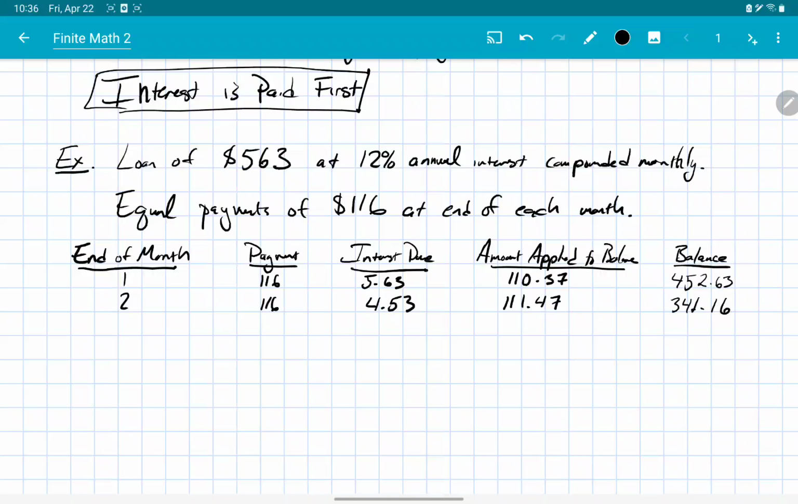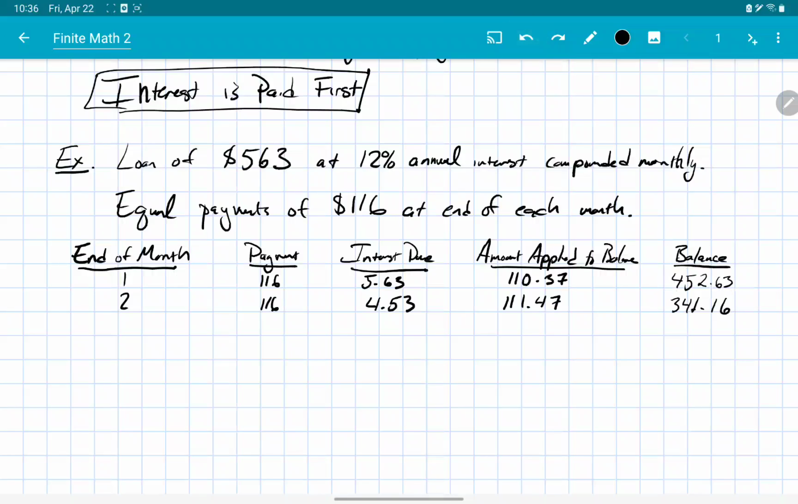Emmett? Only the 4.53. Oh, okay, so where did that 4.53 come from? Well, when you paid your first payment, some went to interest, the rest went to the balance. You took out a loan for $563, you paid $116. Now $5 and change went to interest, but the rest went to the $563. This number is $563 minus $110.37. That's where we got that number.